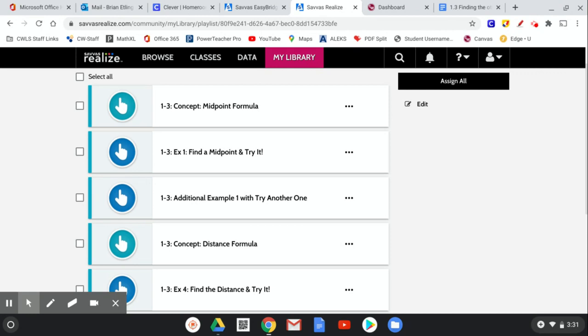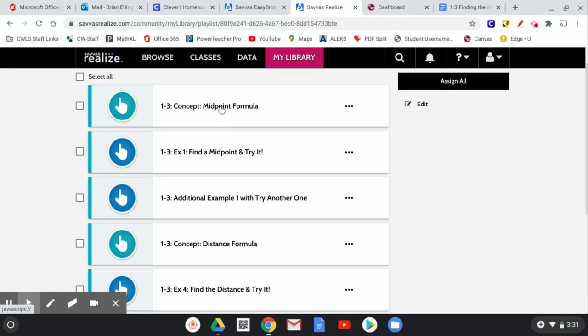Okay. So we're going to skip over that, and we're moving on to 1.3, which is midpoint and distance formula. Okay. So we have two different formulas. So in this section, you're going to want to have those two formulas written down so that you can use them when you're solving problems.